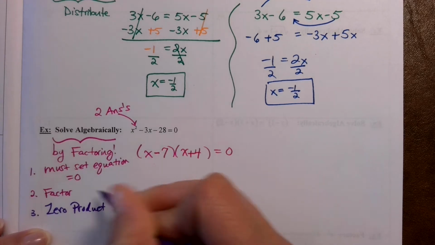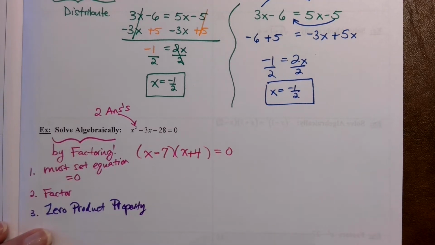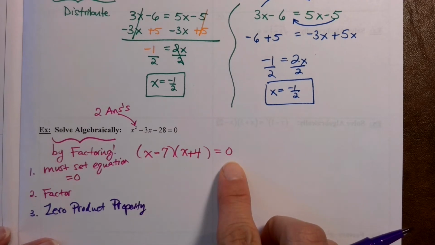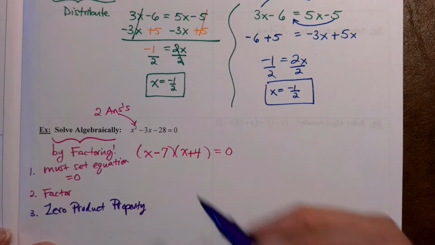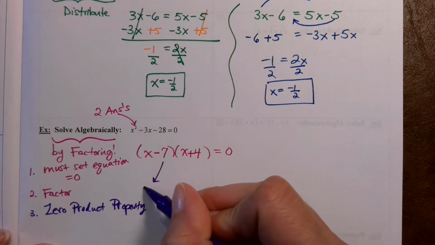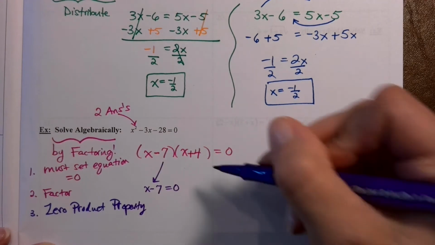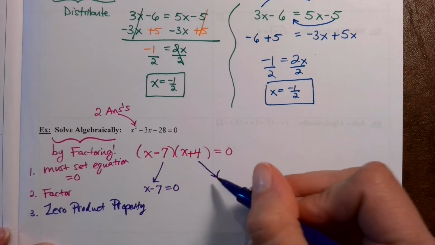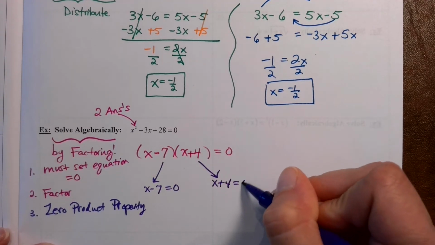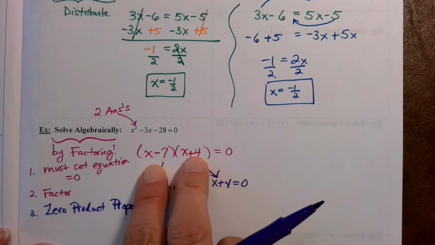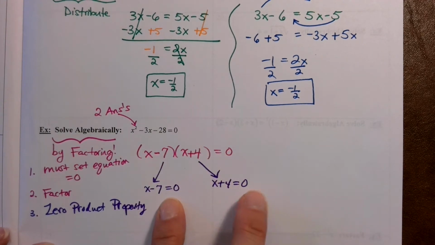Please write down these notes so you have the official names of things. If something times something is 0, then either this thing right here, the x minus 7, equals 0, or this factor right here equals 0. So now we've said something times something is 0, and one of them must be 0, right?